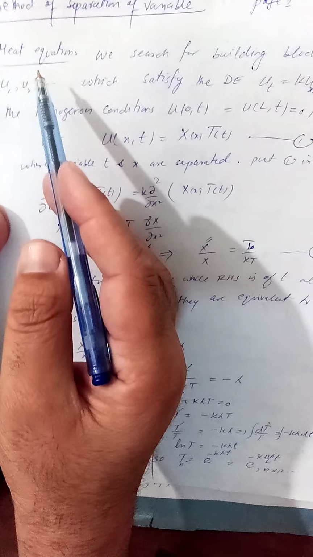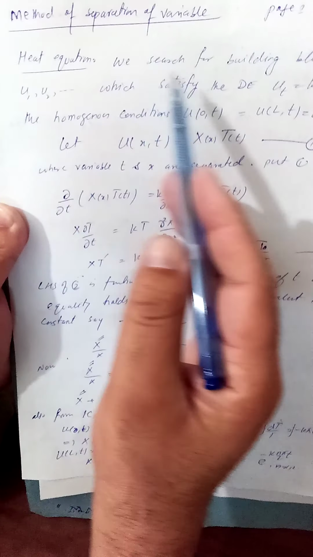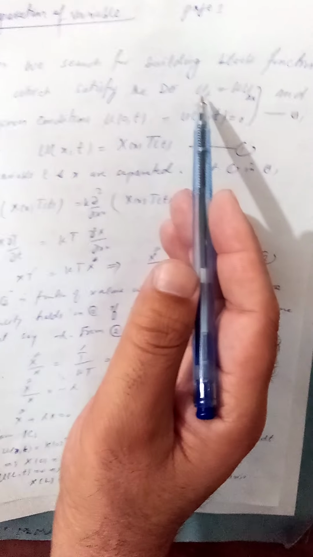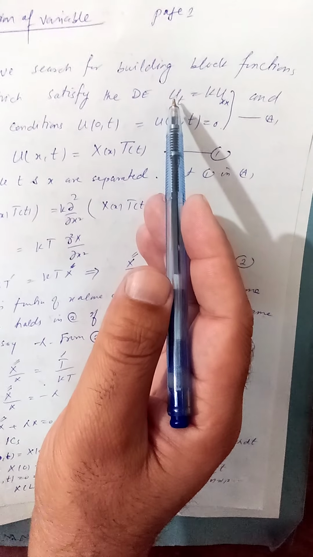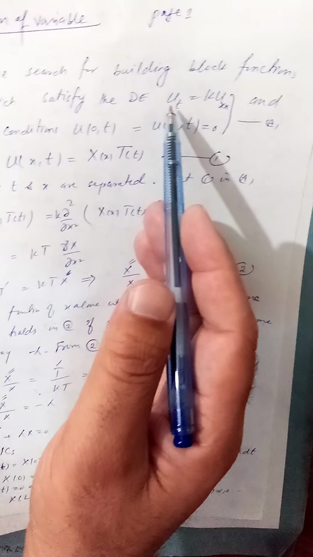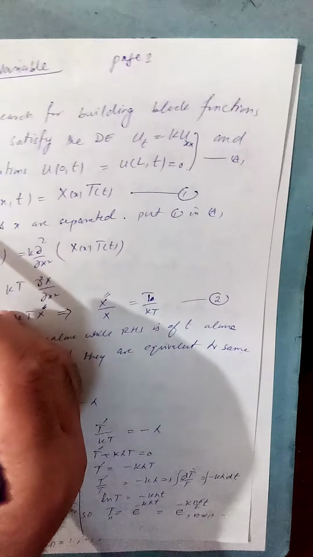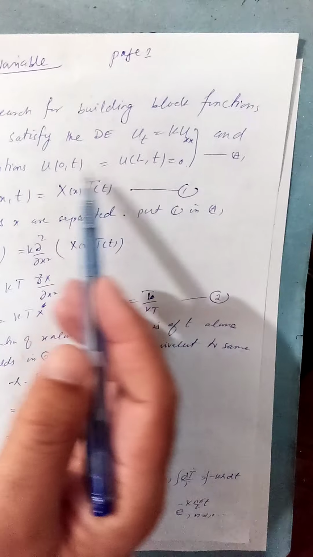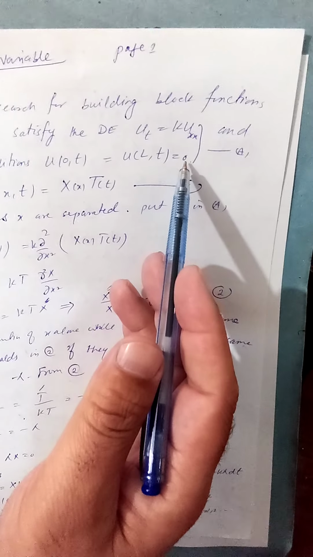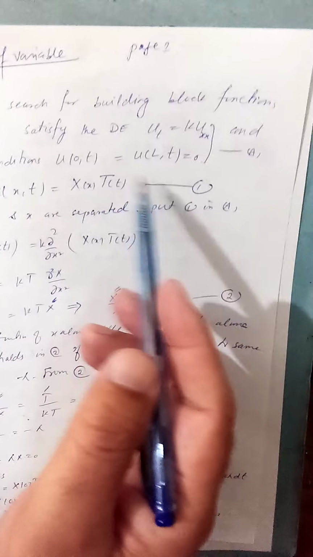First of all, we recall the heat equation. We know that the heat equation is first order derivative involved partially with respect to time and second order with space variable x. Here the homogeneous conditions u(0,t) and u(l,t) are equal to 0. Say these are the boundary conditions.